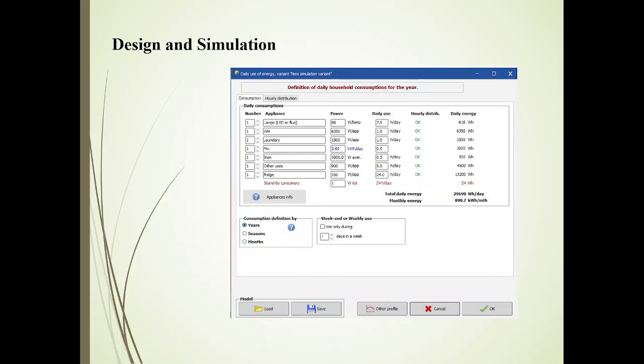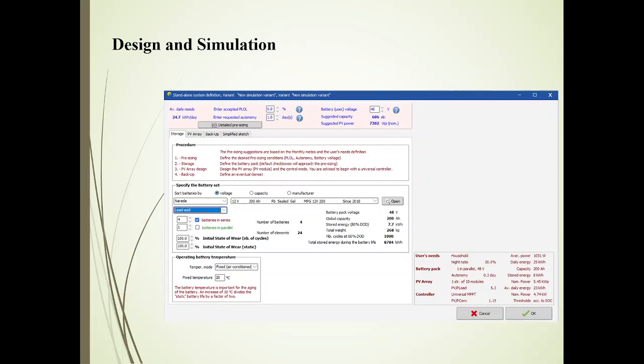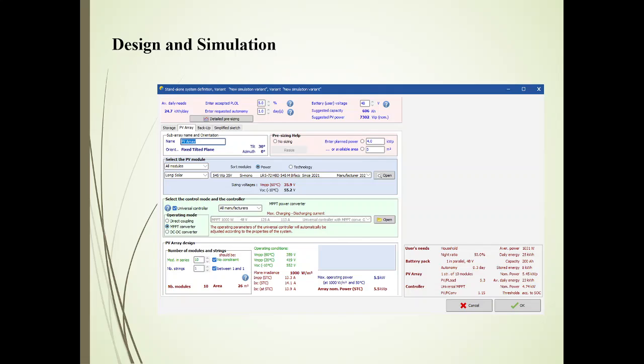This figure shows us the load profile while setting it in the program, while this figure shows us the choosing of the system components. Here it's for the battery bank, while here it's for the PV and the controller, which is the smart inverter.